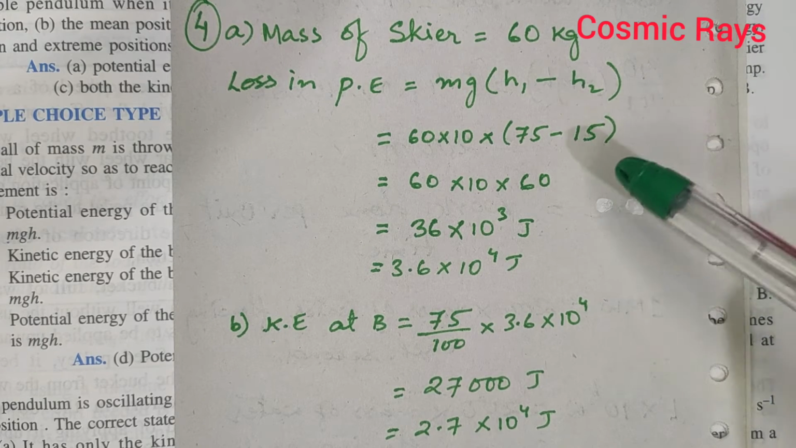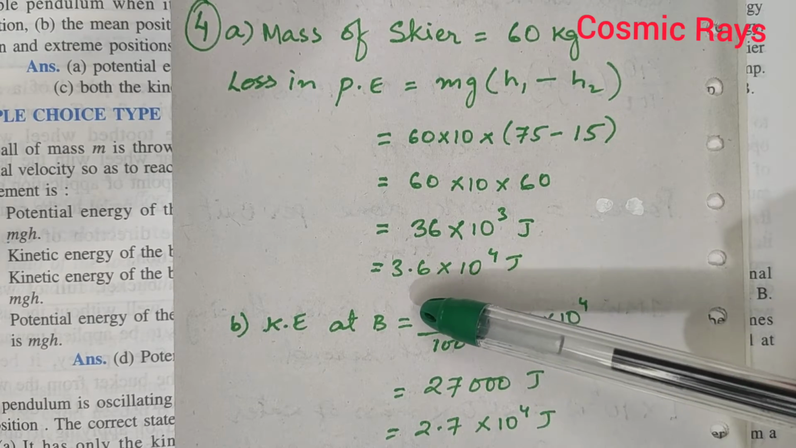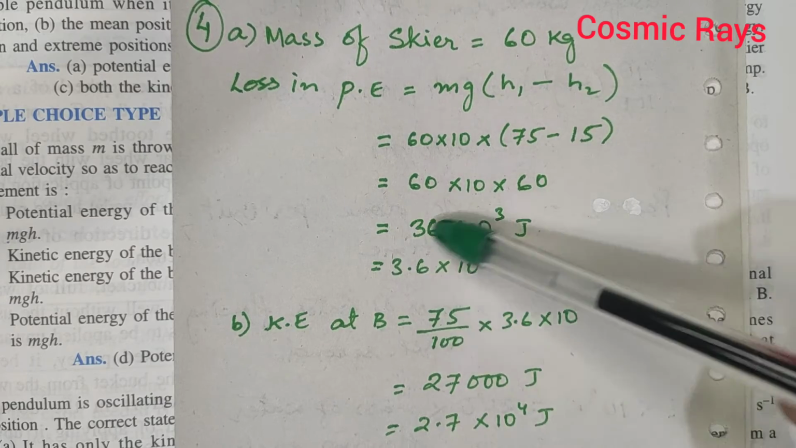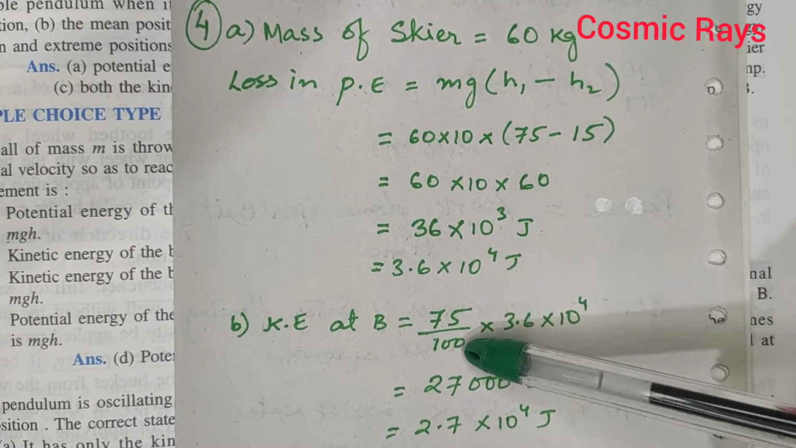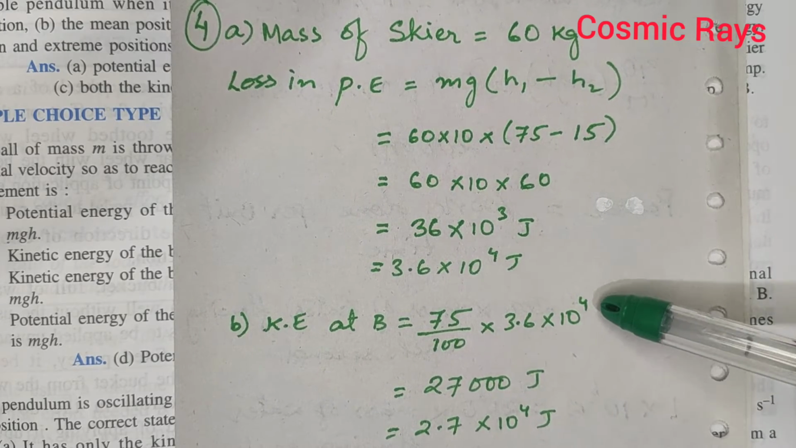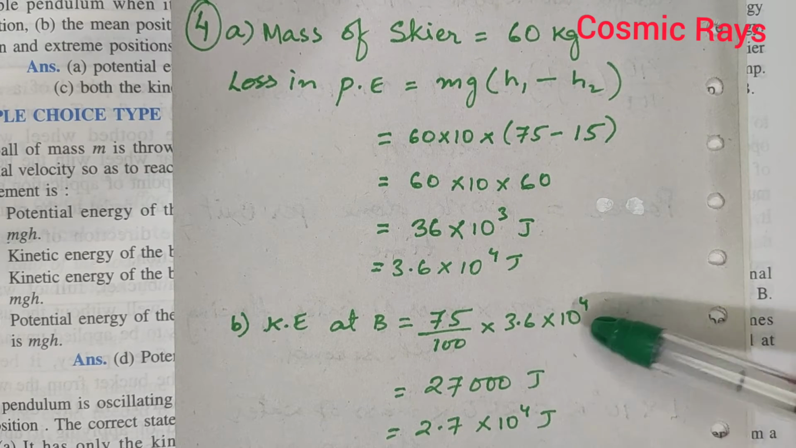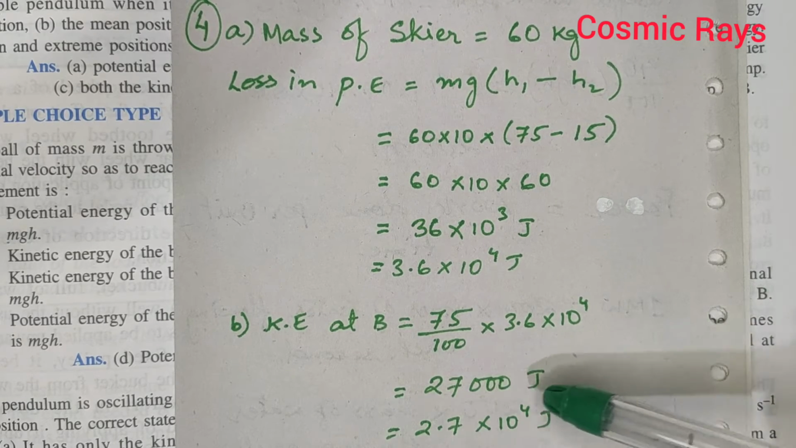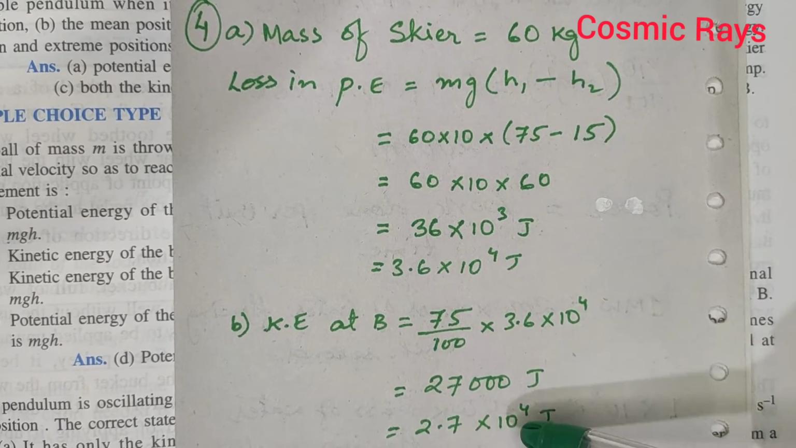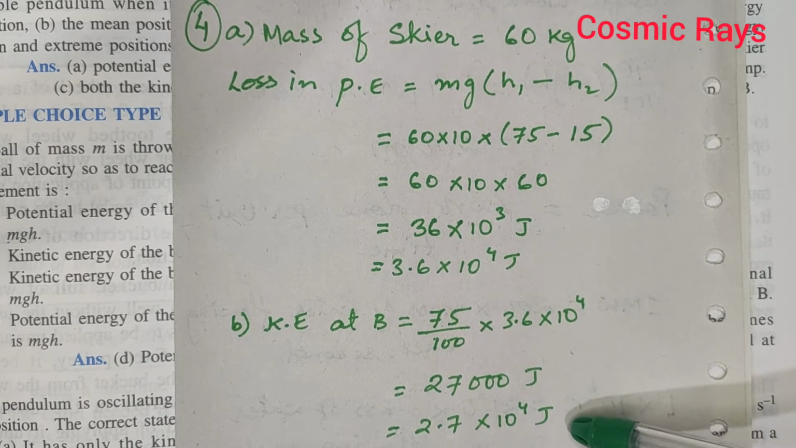Now the second part of the question asks us to find the kinetic energy at B, which is 75% of the potential energy. So 75% of this figure, 75% of 3.6 into 10 raised to the power 4. So please do the calculation. It comes out to be 27,000 joules. Again 3 zeros, and if I introduce a point, it becomes 2.7 multiplied by 10 raised to the power 4 joules.